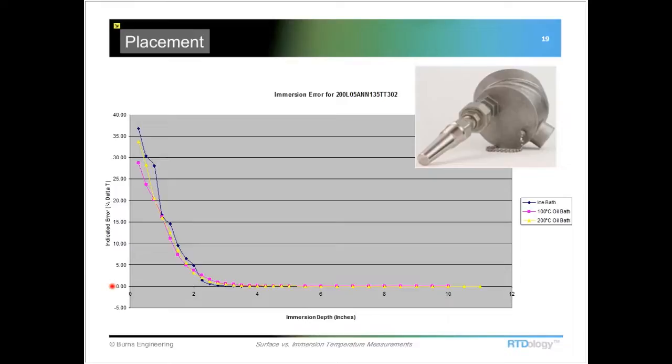This is the 0 point right here, so this would be the line of 0 error. As we can see, we get out here to about 2.5, maybe 3 inches of immersion before we really start coming down to an error that's getting more difficult to measure. By the time we get up here to about 4.5 or 5 inches, we can't really detect any error from stem conduction.